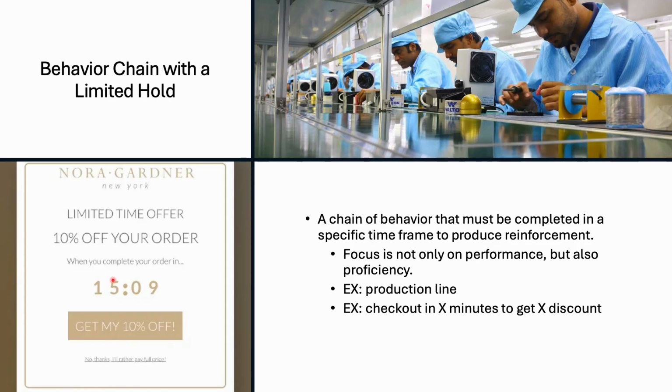You have to click on the little cart icon. You have to click on checkout. You have to input your card information. You have to input your name, your street address. All of these different responses are included in that chain, right? You have to engage in the entire sequence of responses before the 15 minutes is over. Finally, you check out, and then you can access the reinforcer of getting 10% off your order, or whatever the incentive might have been. So this is another example of a behavior chain with a limited hold in the real world.